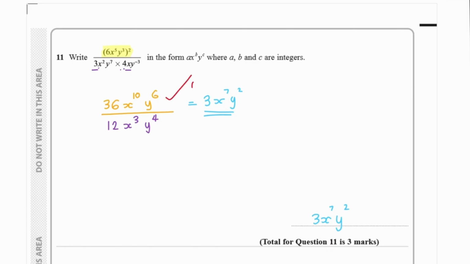So the first mark would be for simplifying the numerator correctly. The second mark would be for simplifying the denominator correctly, and the third mark would be for getting a correct final answer.